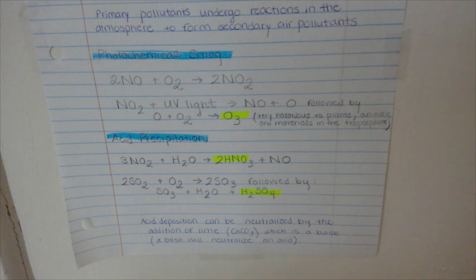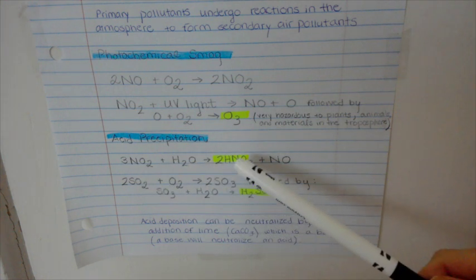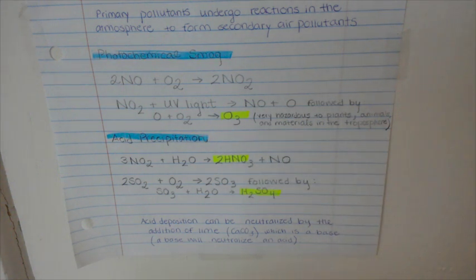Acid precipitation, more commonly known as acid rain. Your nitrogen dioxide reacts with water in the atmosphere to form nitric acid and a nitrogen oxide. Rainfall generally has a pH of 5.6, and that is because water reacts with carbon dioxide in the atmosphere to form carbonic acid. So natural rainfall is naturally a little more on the acidic side. Acid rain is characterized as rainfall with a pH of less than 5.6.